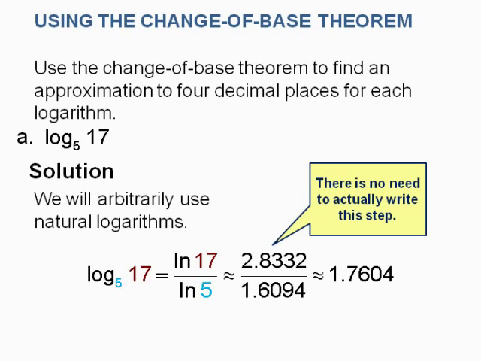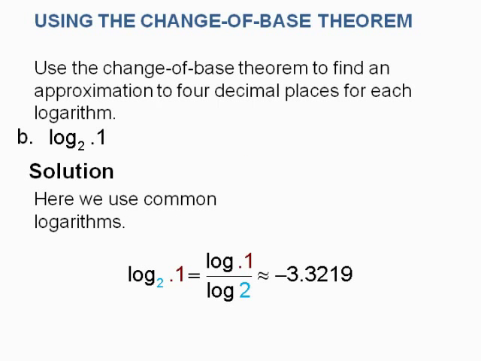So let's do a few more examples here, and we'll show you how it works. So let's take the log base 5 of 17. All right? So we can write that as the natural log of 17 divided by the natural log of 5. Or if you're a common log person, you could put the common log of 17 divided by the common log of 5. So as long as these base numbers are the same, you will get this approximate 4-digit answer here.